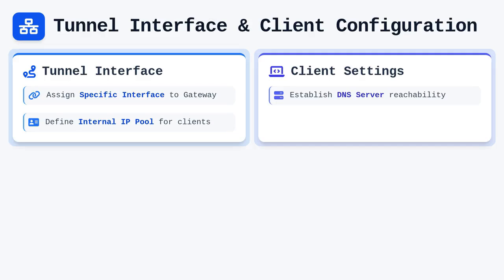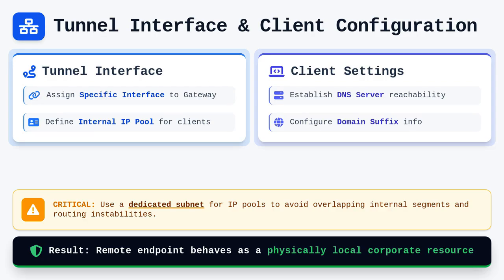Furthermore, you will configure the client settings, where you establish the DNS server reachability and domain suffix information that the client adapter adopts upon connecting. By correctly defining these network parameters, you ensure that the remote endpoint behaves as though it were physically located inside the corporate network, maintaining the same access patterns and security expectations as an office-bound resource.